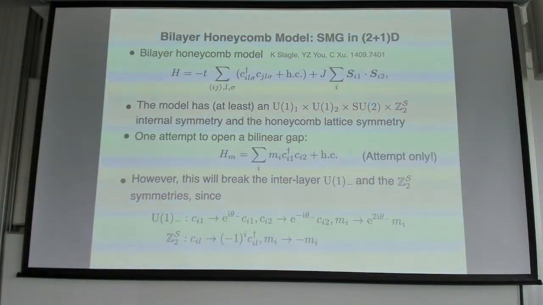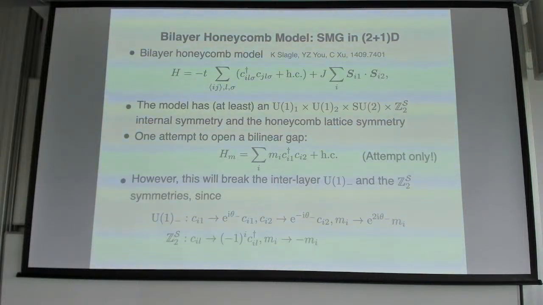These two symmetries are sufficient to protect this system from being gapped out by a bilinear gap. Is this Z2 symmetry time reversal? It's kind of like the time reversal. Yeah, but there's some subtlety. Not worry about that. So I want to show you there's an attempt to create a bilinear gap.